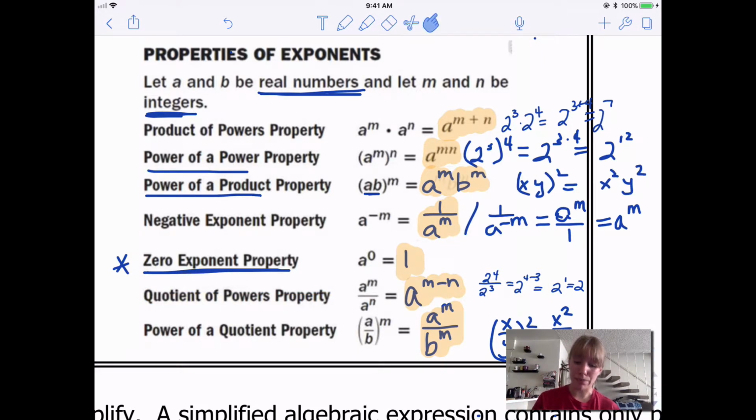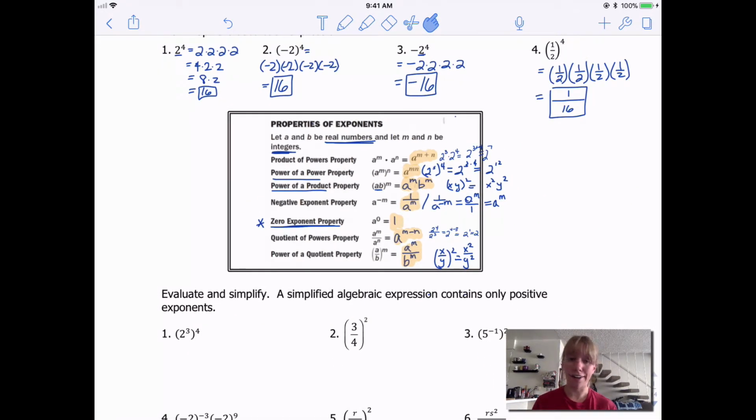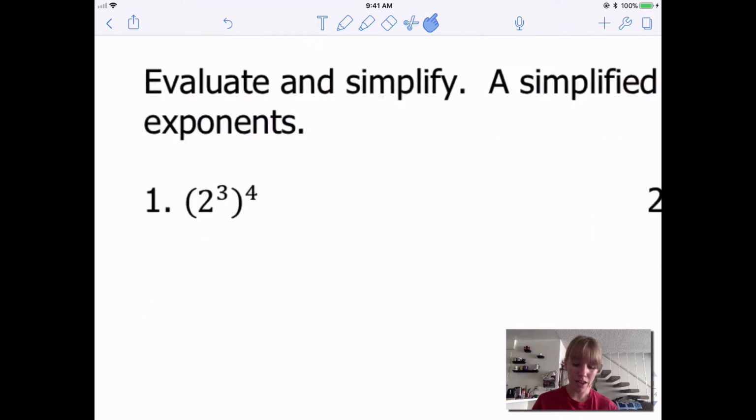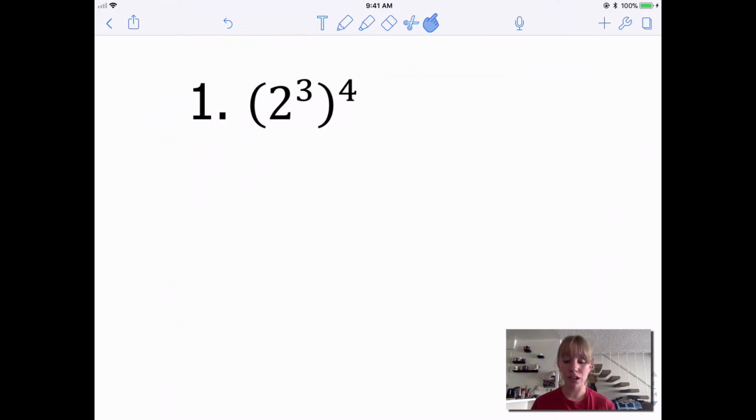So let's do a couple examples so that we can get ourselves kind of understanding here. Number one is 2 to the 3 raised to the 4th power. So the first thing I'm going to do is think, like, what property is this? It looks like I have one base, just the 2, and I have a power raised to a power. I think that's going to be the power of a power property.